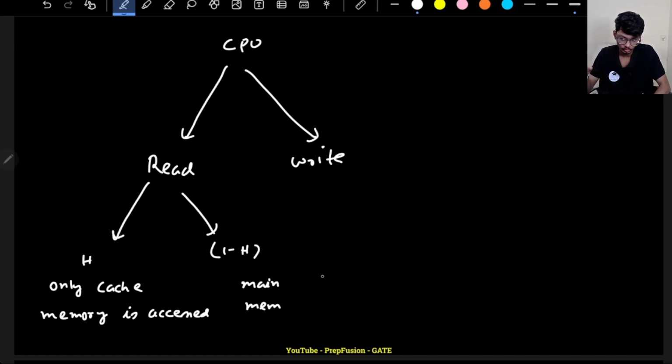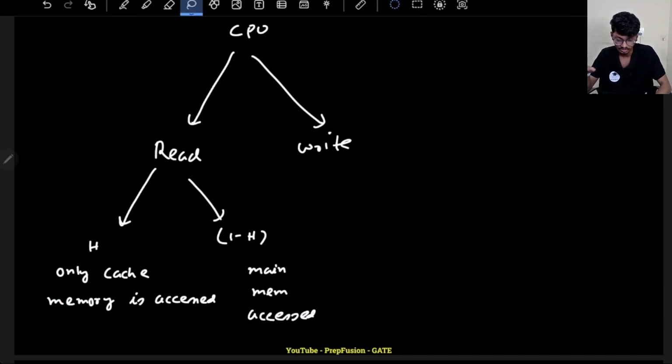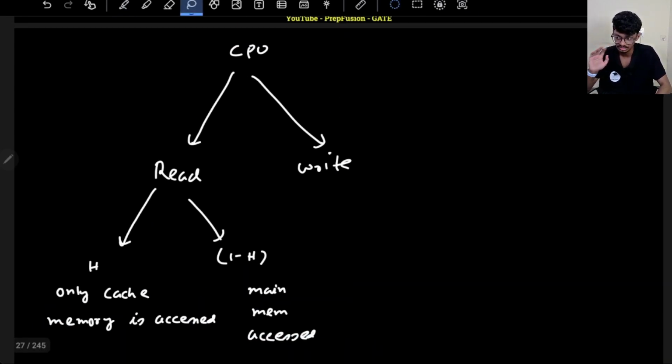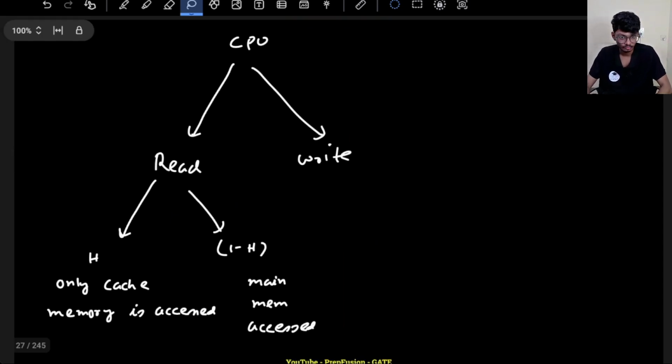Here, they have not told us how we will store the data. So only the main memory is accessed, that much I will write. Block size they have not mentioned, so I will not write it. Although in practicality I know that we will store the block in the cache memory as well, here they have not mentioned the block size, so I will ignore that fact. This is for the read operation.